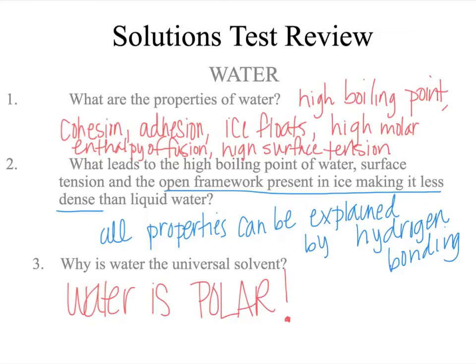The next question says, what leads to the high boiling point of water, the surface tension, and the open framework present in ice that makes it less dense? All of those properties can be explained by hydrogen bonding. Remember, hydrogen bonding is whenever we have a polar molecule and we have one side that's slightly positive and one side that's slightly negative. And then, of course, hydrogen bonding is with highly electronegative things. In the notes, we drew a picture, so make sure you refer back to that, where we drew the oxygen having lone pairs of electrons, and the hydrogen on the nearby molecule is attracted to that, and it forms those hydrogen bonds.